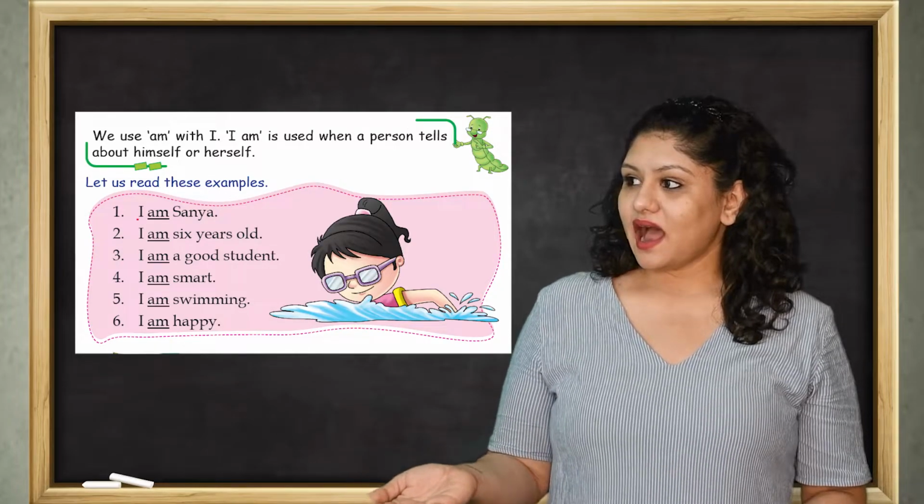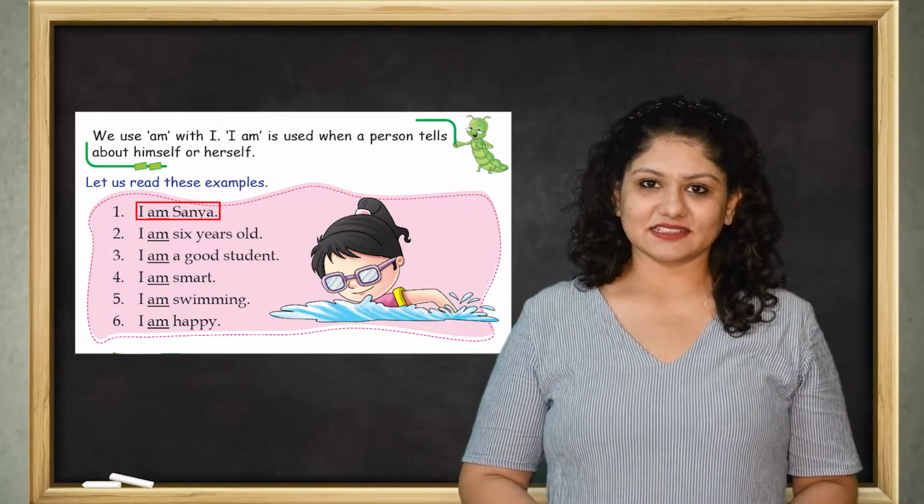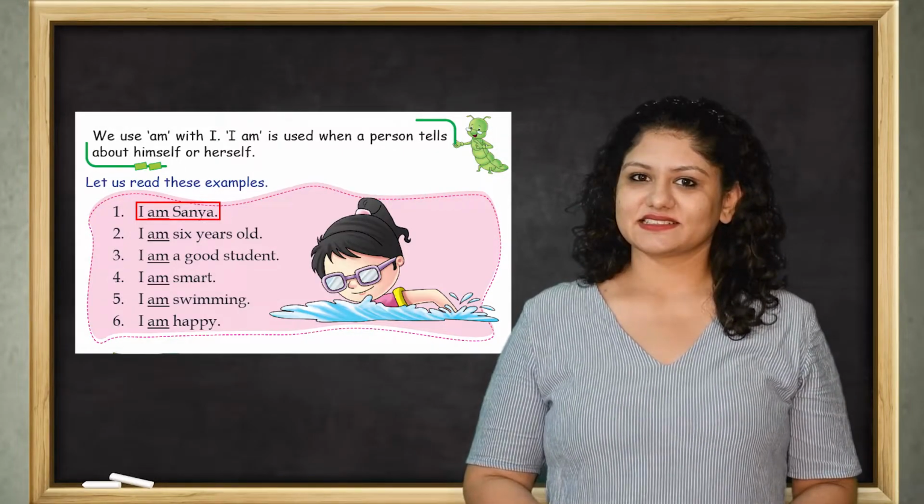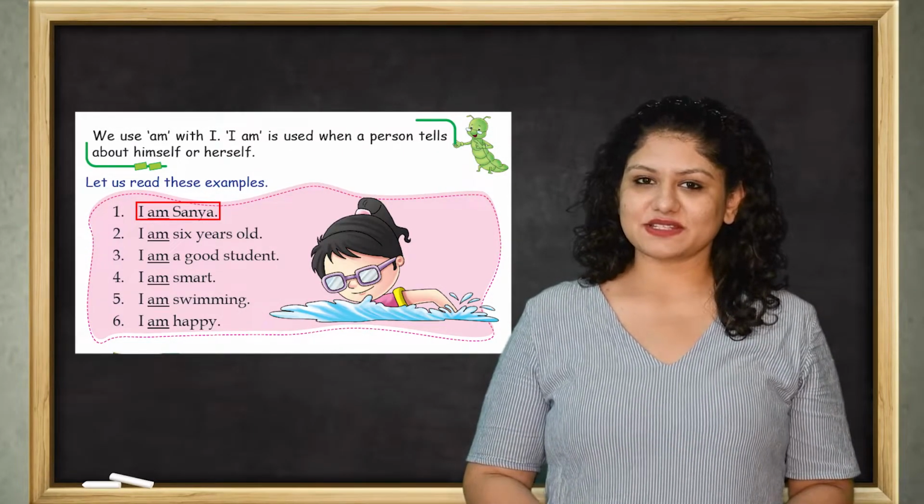Let's look at an example from your book. I am Sanya. So, the name of the girl is Sanya. Let's look at the next part.